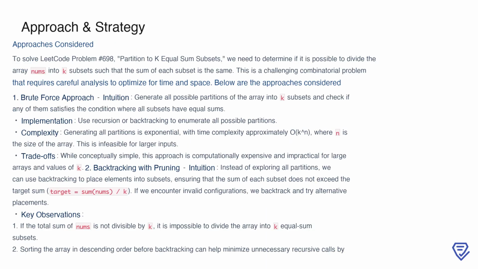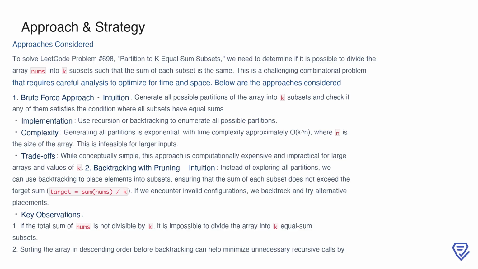To solve the problem of partitioning an array into k subsets with equal sums, we need a strategy that balances feasibility and efficiency. One approach we considered is the brute force method. Here, the idea is to generate every possible way to divide the array into k subsets and verify if any of these partitions result in subsets with equal sums. While this method is straightforward, it is computationally expensive because generating all partitions has an exponential time complexity of approximately k to the power of n, where n is the size of the array. This makes it impractical for larger inputs.